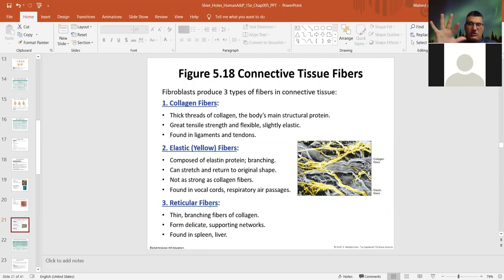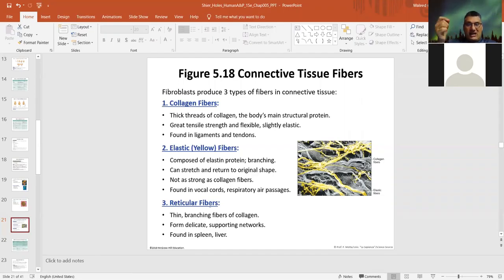Reticular fiber is a branching collagen. It's very delicate. So if you're going to ask yourself, you said collagen is thick and tough. No, collagen is tough as a protein. It's thick in collagen fiber.